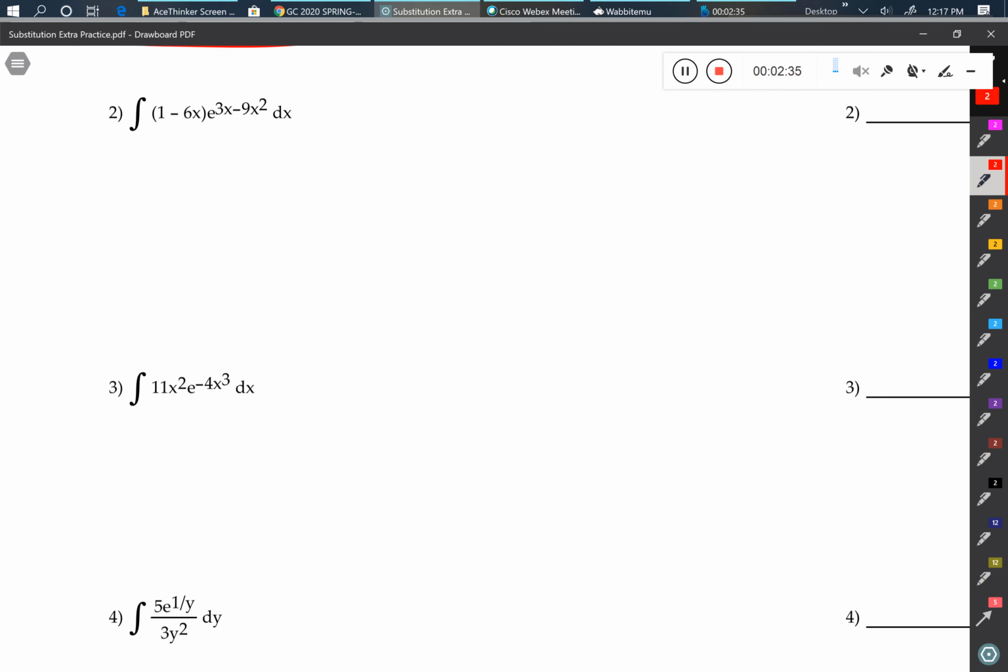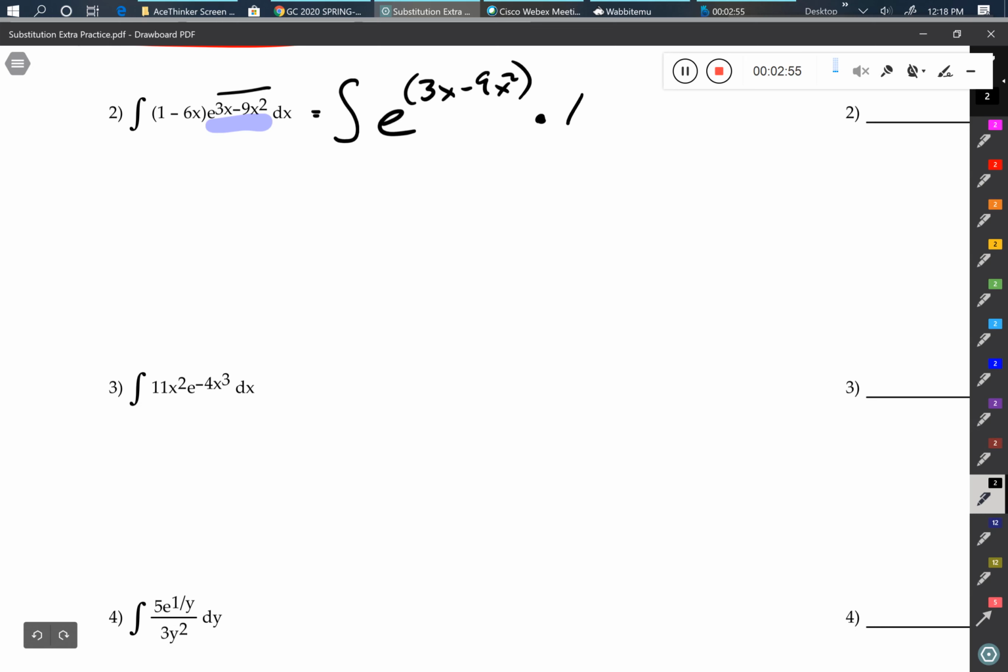Another problem. Let's see if we can make sense of this one. Again, another classic setup. I have an exponential term, and the exponent is a function itself. Let me rewrite this so it's a little more clear. I have e raised to the 3x - 9x^2, and this is being multiplied by (1 - 6x) dx. Here's my composition. There's the inside of the composition, so that's what I'll call u.